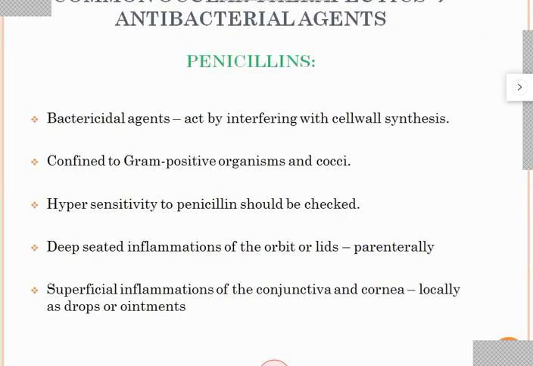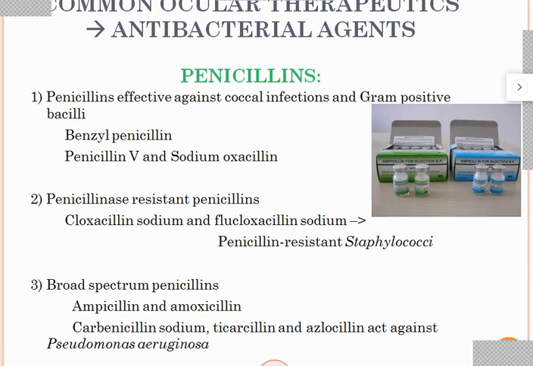The antibacterial agents are mainly penicillins. Bactericidal agents act by interfering with the cell wall synthesis. They are confined to gram-positive organisms, cocci. Hypersensitivity to penicillin should be checked before giving the drug. In deep-seated inflammations of the orbit or lids, the drug should be given parenterally. In superficial inflammation of the conjunctiva and cornea, it can be given locally as drops or ointment. And penicillin is effective.